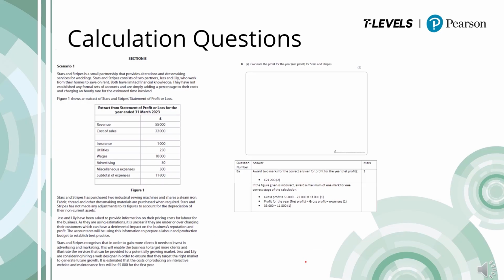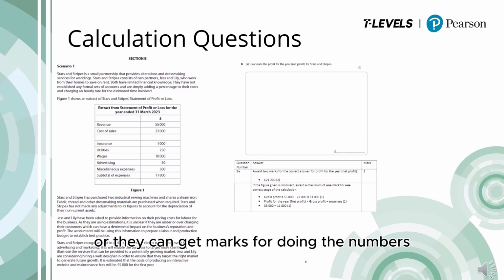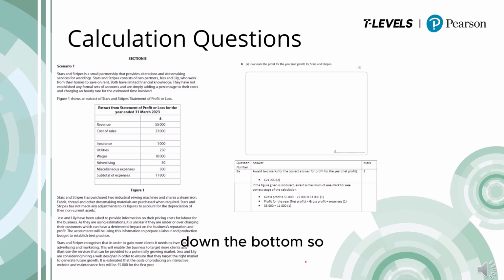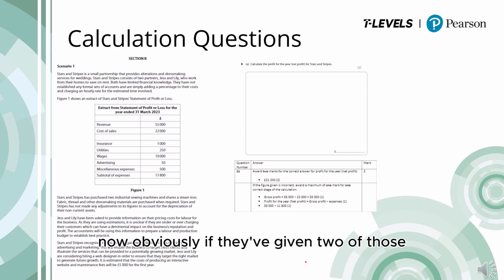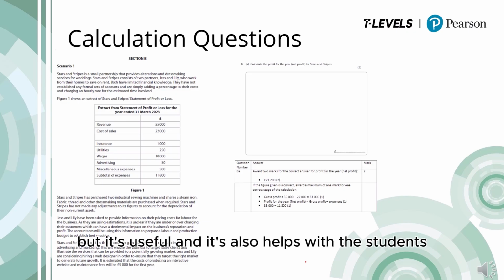They can get a mark for giving the profit for the year calculation, or they can get marks for doing the numbers down the bottom. So there's 3 different ways that they could get a mark. Now, obviously, if they've given 2 of those, but they've got the wrong answer, they're still only going to get 1 mark. But it's useful, and it also helps with the students.